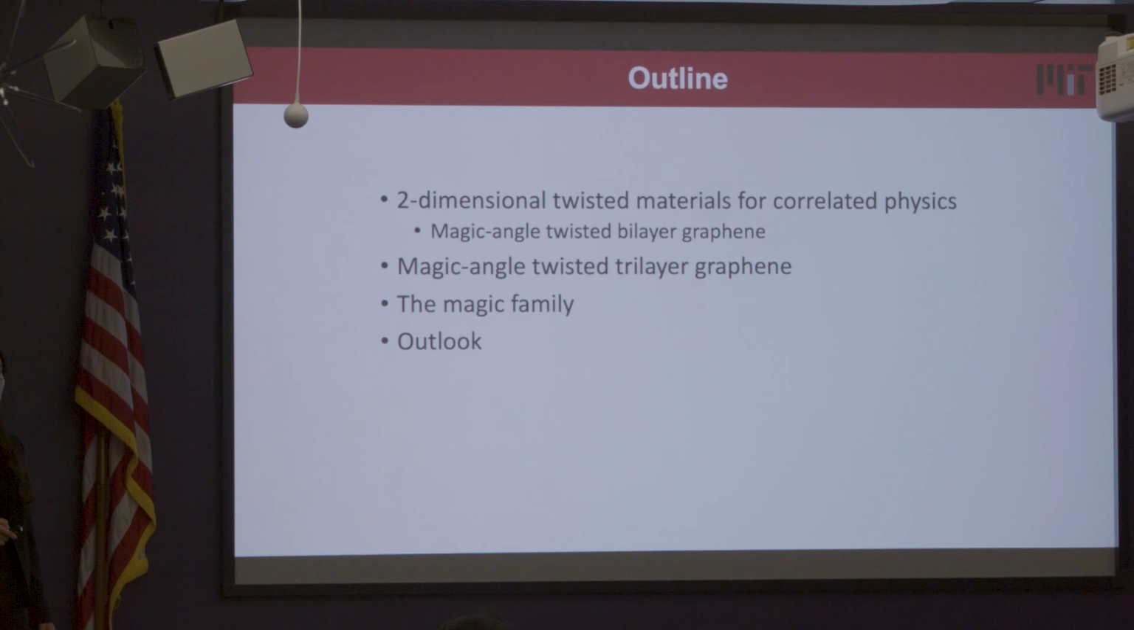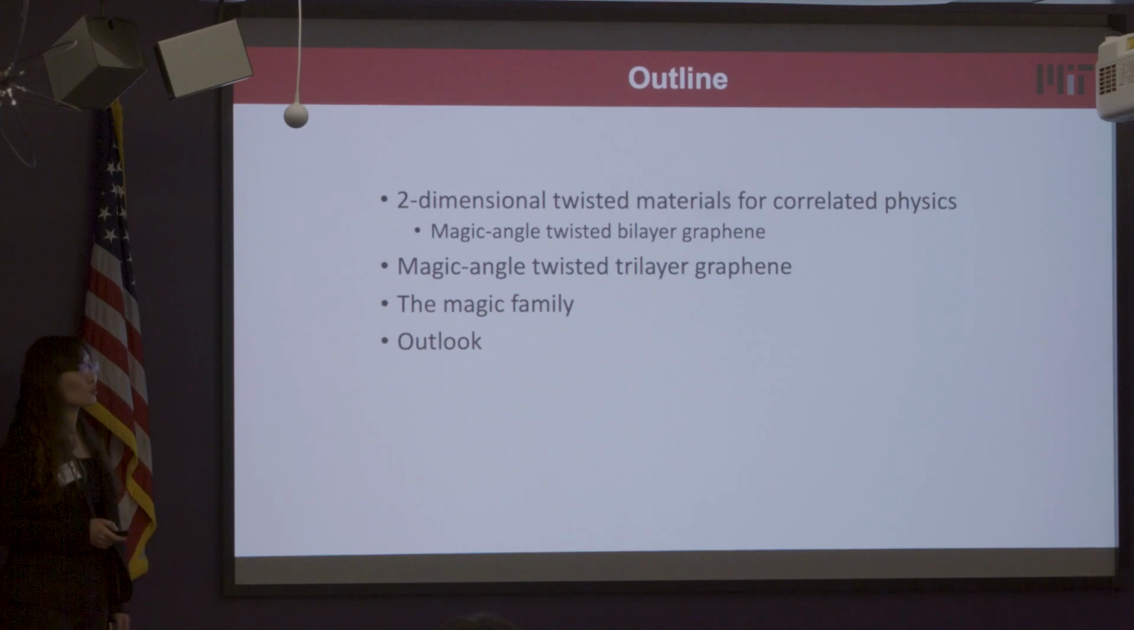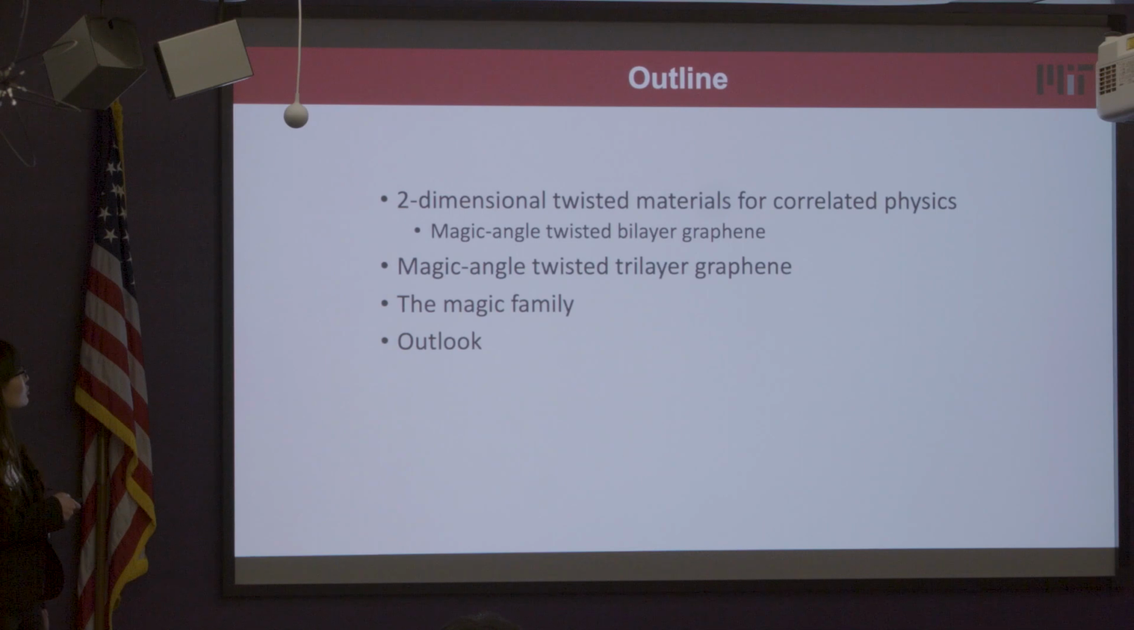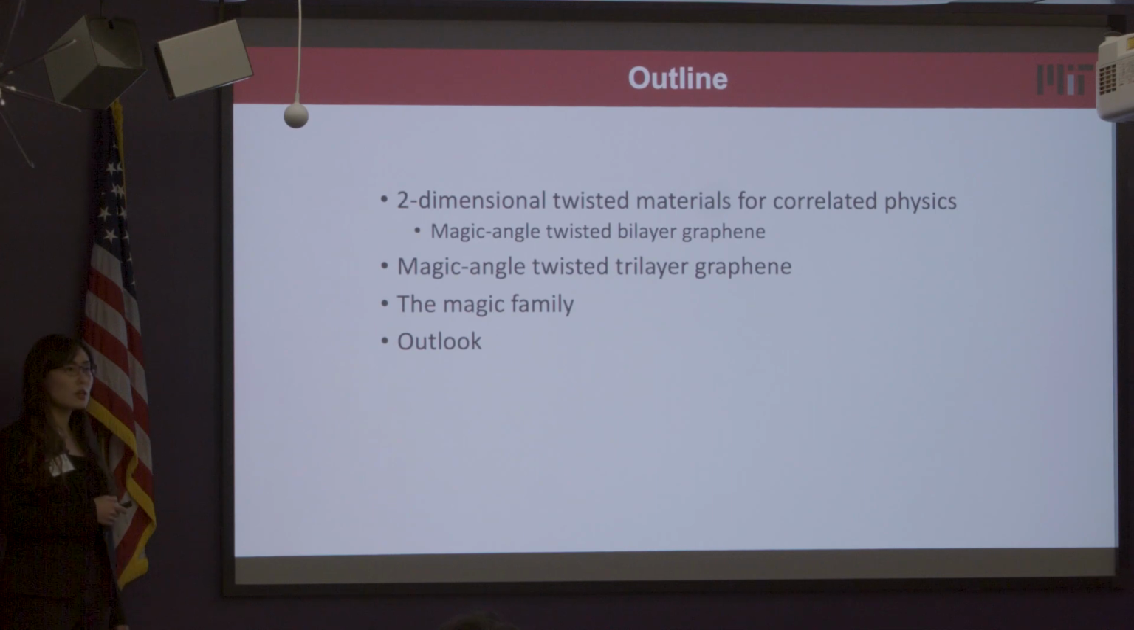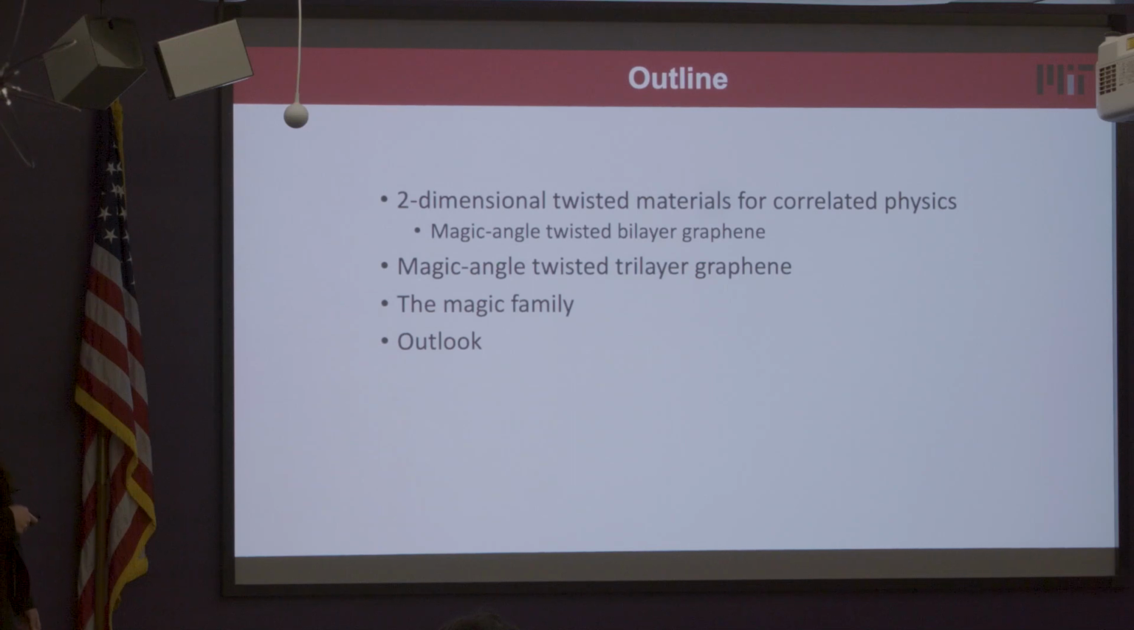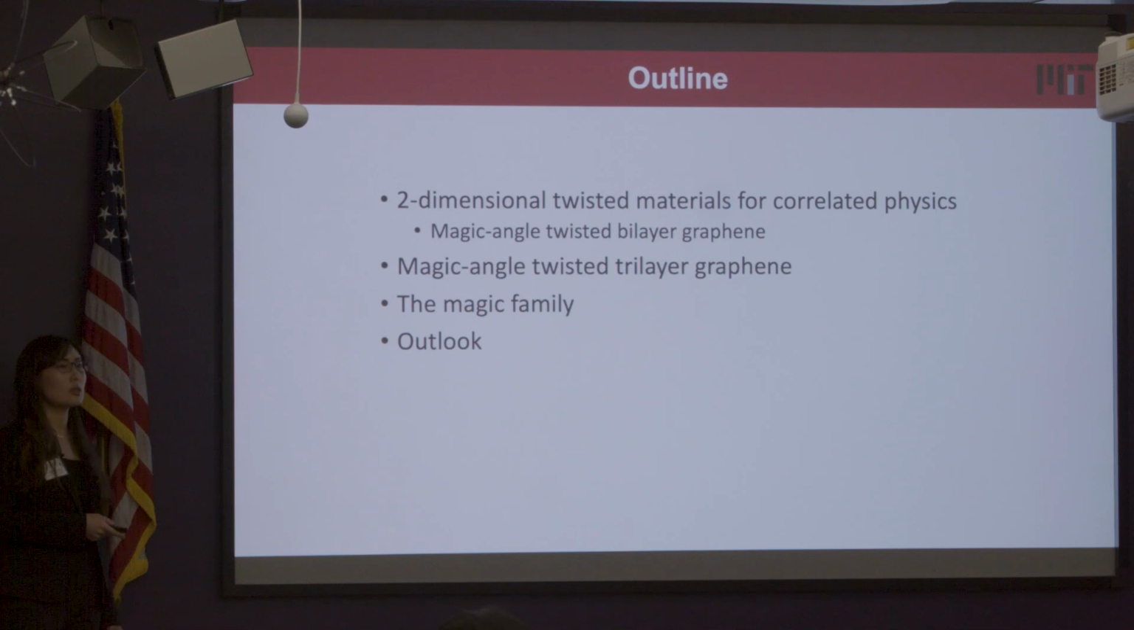Assuming that not everyone is from the moiré and twisted field, and also assuming that most of you are theorists, I just want to give you a brief experimental context on using two-dimensional twisted materials to study correlated physics and superconductivity, with an example of something called magic angle twisted bilayer graphene. And I'll move on to the main parts of my talk, which will be on magic angle twisted trilayer graphene, and then establishing a whole magic family of these twisted graphene structures.